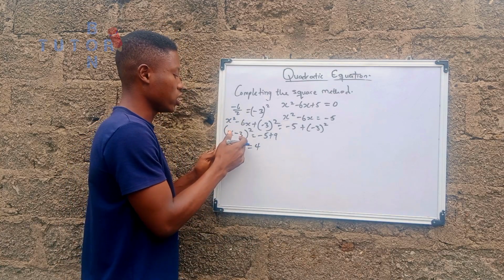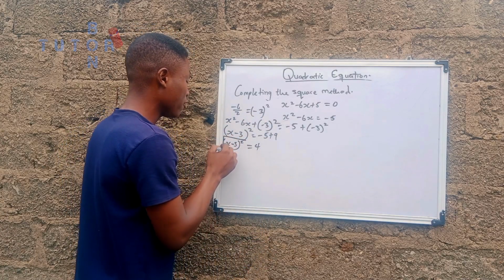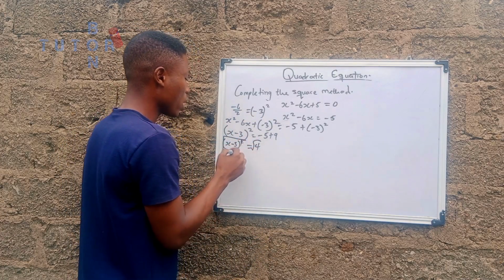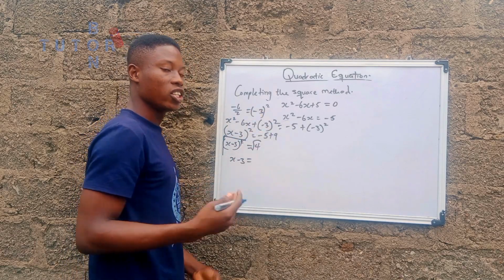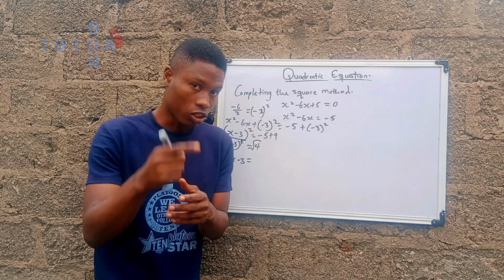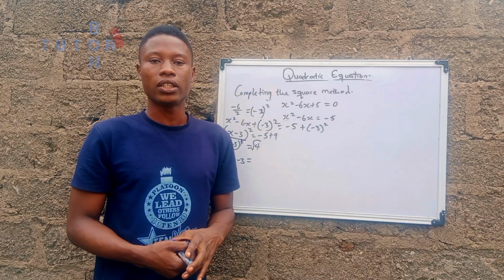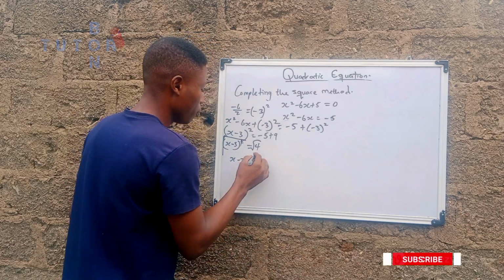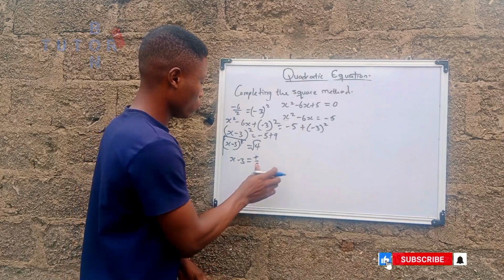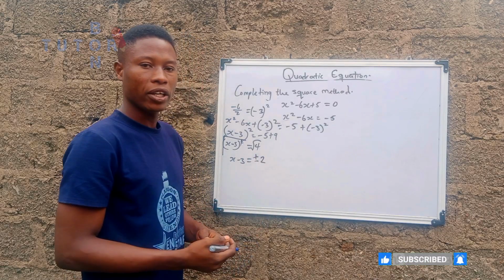So I'll have to transfer this square to the other side by introducing the square root. And if I introduce the square root, the square cancels the square root. I'm left with x - 3 equals the square root of 4, which is not just 2. Remember the first example we did. The square root of 4 is not just 2, but what? Yeah, plus or minus 2.